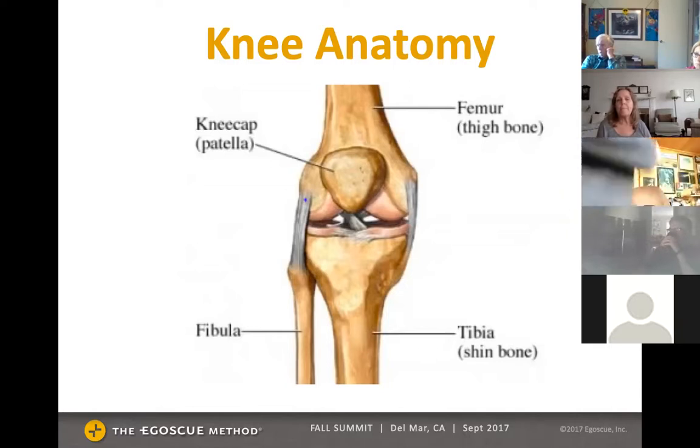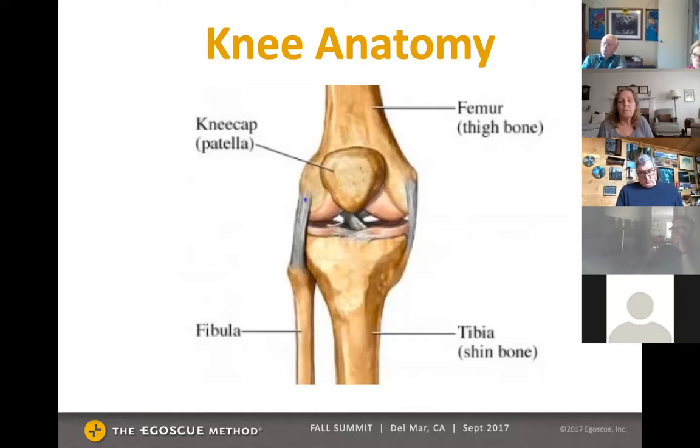Which is the inside or the outside of that diagram? So we're looking at the front. You can't see my mouse, can you? The fibula is on the outside. So we're looking at a right knee. The fibula is on the outside of your leg, so that's the outer side. Does that make sense?